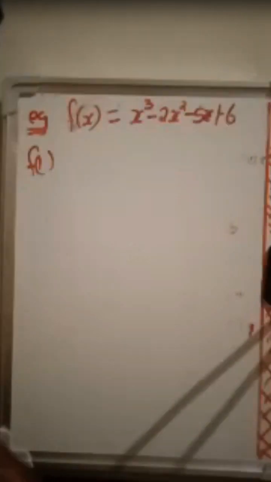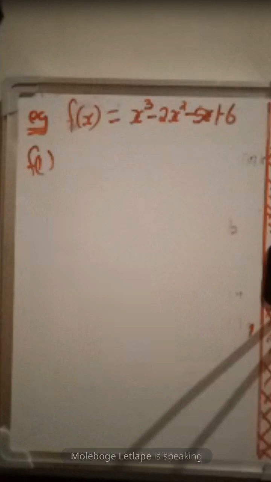Where there's x, we're going to substitute by what? By 1. So it means 1 cubed minus 2 times 1 squared minus 5 in brackets, you substitute by 1, plus 6. What do you get? Do you have your calculators at the end, guys? I got 0. You got 0.